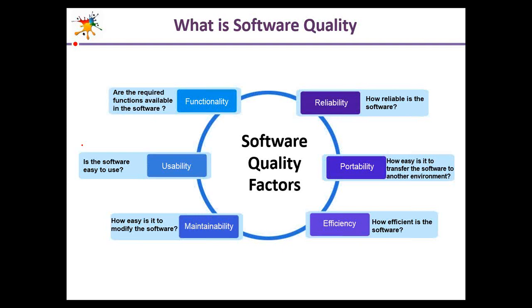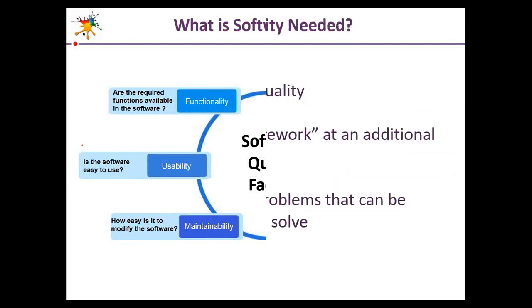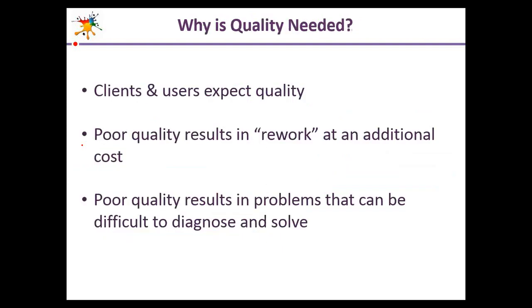So we talked about the basics of what is software quality, but now the big question that comes into the picture is why quality? Why do we need quality, or what are the major problems that may come if quality is missing in any software? Number one, clients and users expect quality. So for whom do we create or develop these softwares? It is for the clients and the end users. So they always expect good running quality.